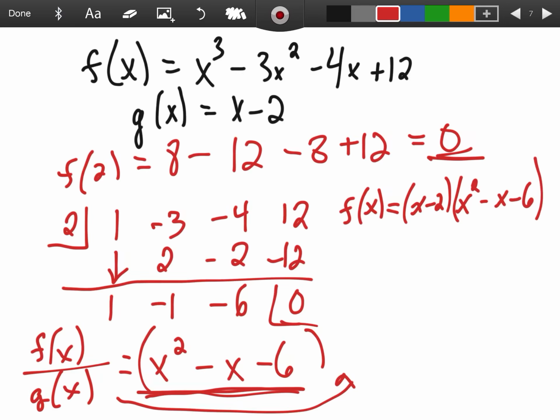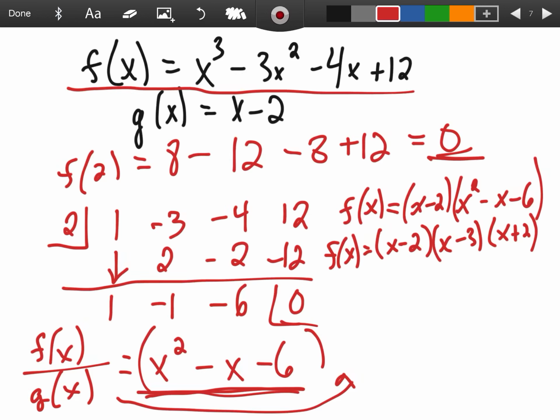And then I could actually factor this further. The x minus 2 is going to stay, but I could factor x squared minus x minus 6 into x minus 3, x plus 2. So now I have completely factored f of x, and that is what we are really going to be working on as this unit continues: how do we factor these higher degree polynomials?